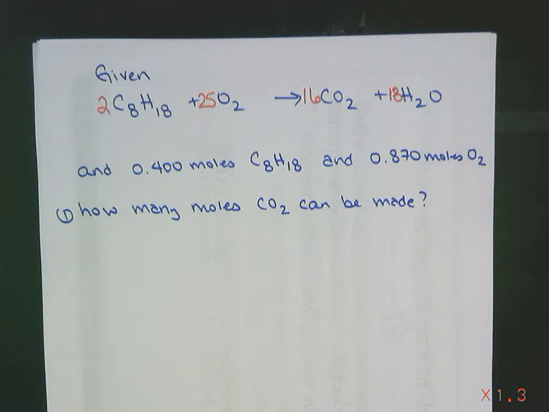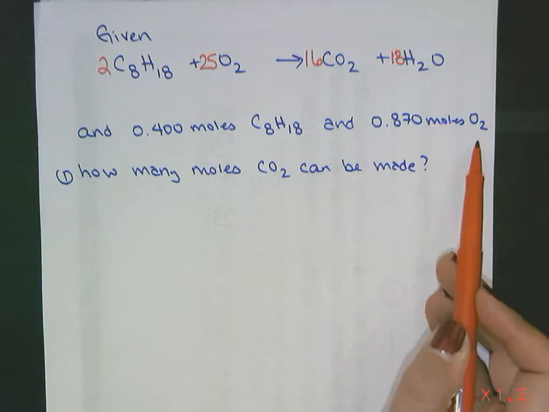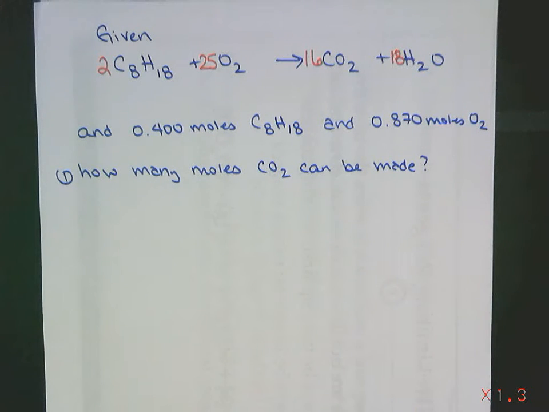All right. So that's part 0. Part 0 is making sure it's balanced. You can't even start the problem until you've done part 0. All right, so then the question is, how many moles of carbon dioxide can be made knowing I have this balanced chemical equation? Which one do you want to start with? The C8H18 or the O2? Well, let's do them in order since no one has any preference.